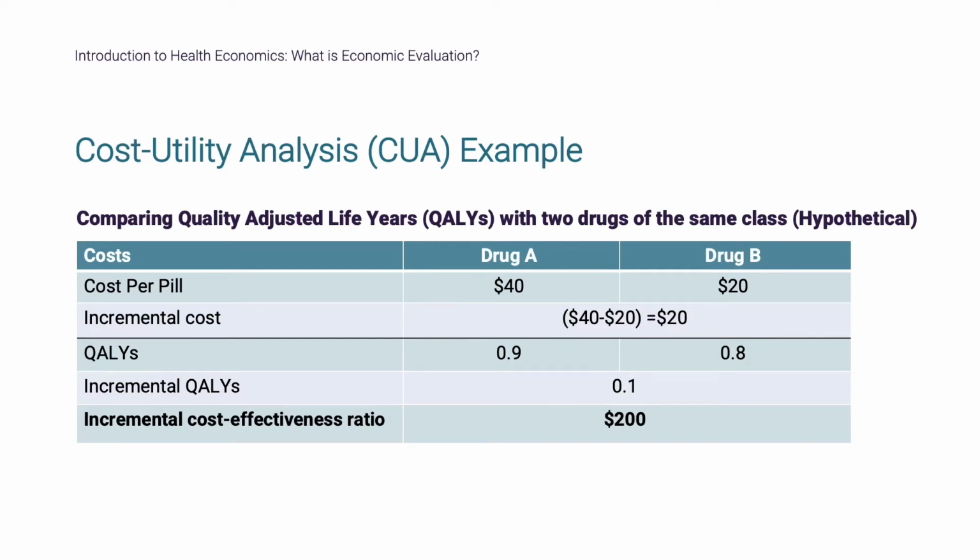If we look to our same example as we used in the CEA, and rather than valuing effects in symptom-free days, but instead use QALYs, we can see that this would lead to an ICER of $200 per QALY gained. Typically, willingness to pay thresholds are established for QALYs so we can understand whether the gain in QALYs represents good value for money. We will go into more details on QALYs and willingness to pay soon.